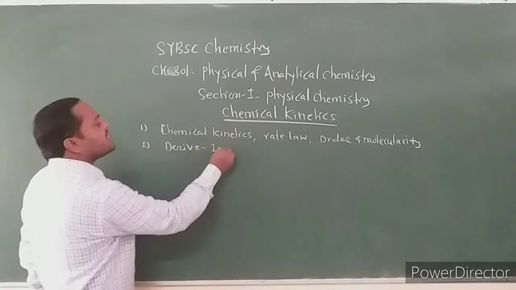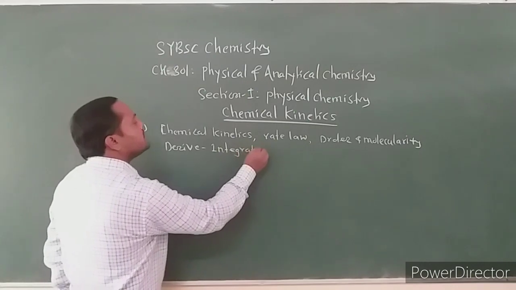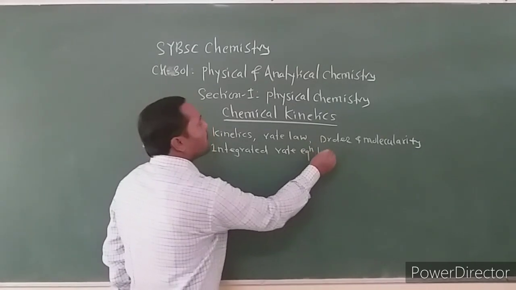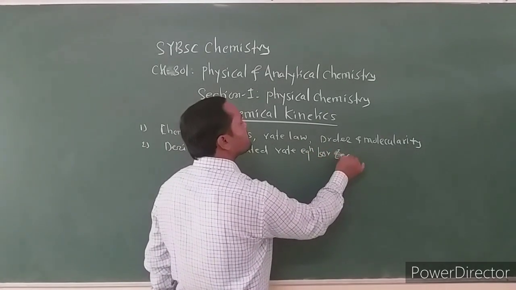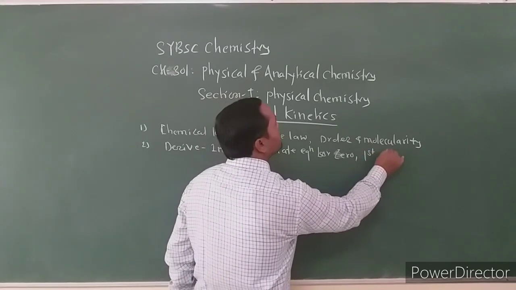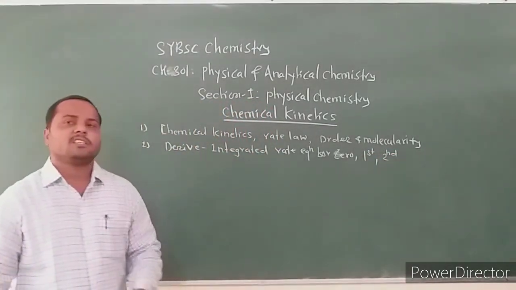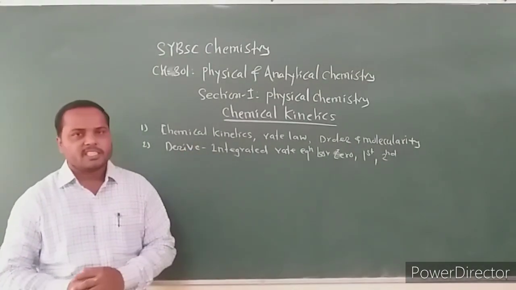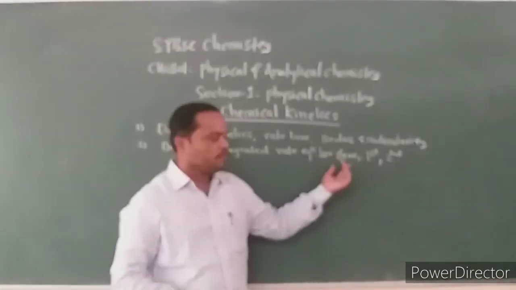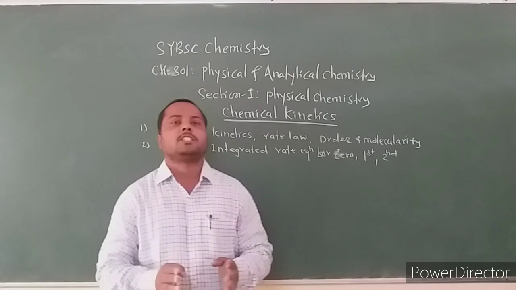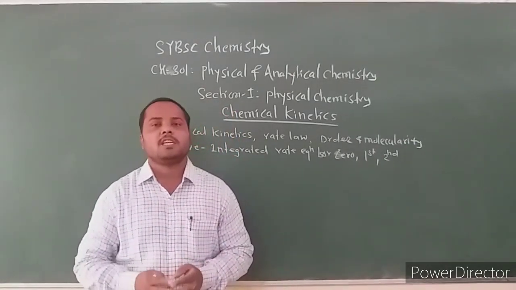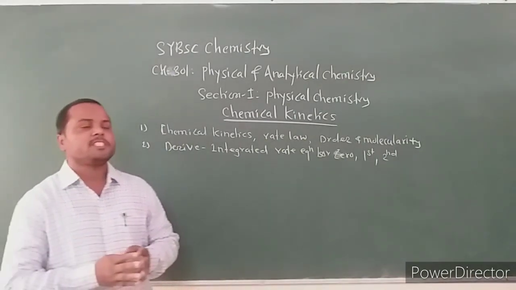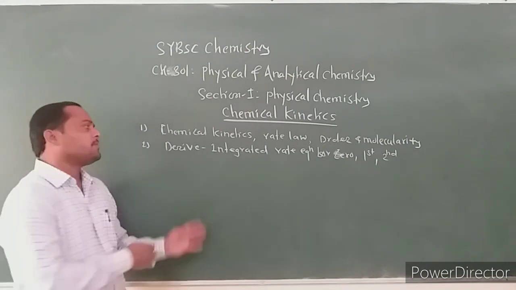The second objective is to derive the integrated rate equation for zero order, first order and second order reactions with equal and unequal initial concentration, and their characteristics: half-life period, unit of the reaction and graphical representation of these reactions.